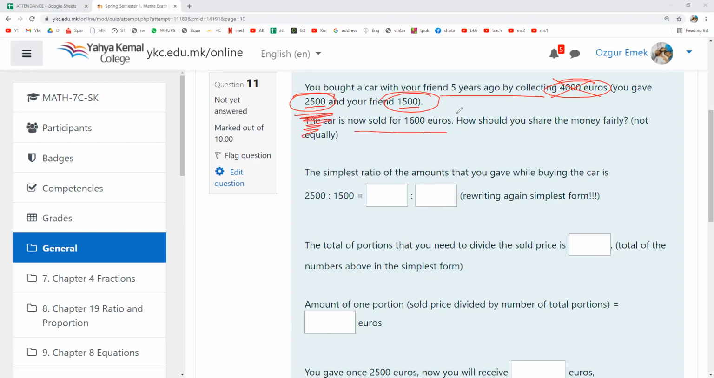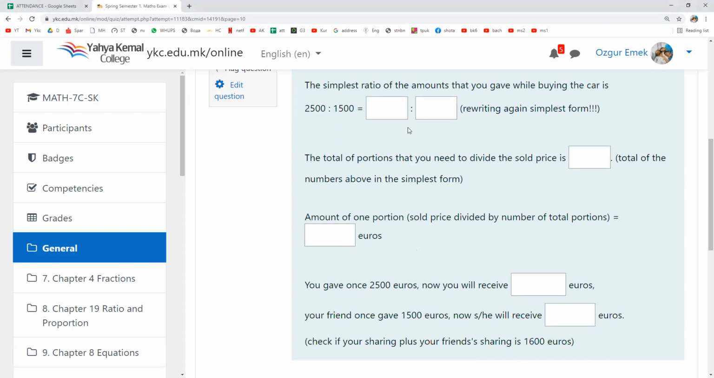When the car is sold after 5 years for 1,600 euros, how much should you receive from this amount and how much should your friend receive? How should we share it fairly? First, let's get the simplest ratio of the amounts you collected. Let's cancel double zeros from both. We'll get 25 to 15. The order is important. Each is divisible by 5, so divide each by 5. We get 5 to 3.